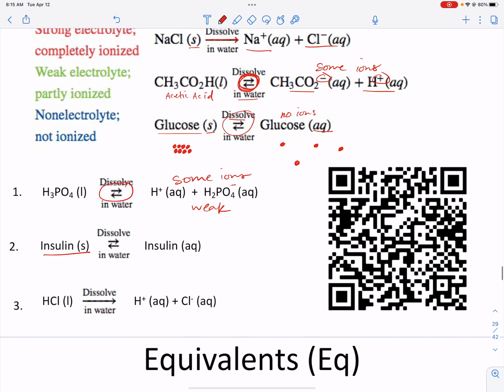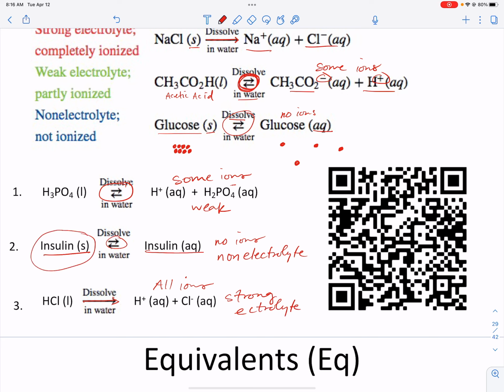All right, insulin is a solid. It's a biological molecule similar to glucose, and it will dissolve in water, but on the product side, we get no ions. So this must be a non-electrolyte. And then number 3, we have HCl, a one-directional arrow, and we get all ions. This completely dissociates, completely dissolves for our products. No equilibrium here, so this must be a strong electrolyte. Notice that a lot of the biological molecules like insulin, glucose, fructose, sucrose, things like that are going to be non-electrolytes.